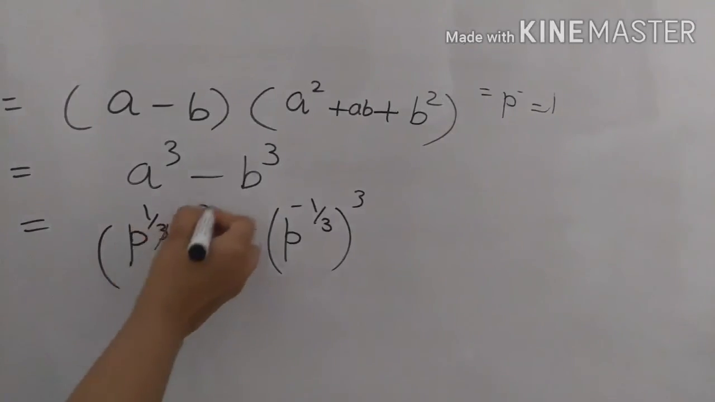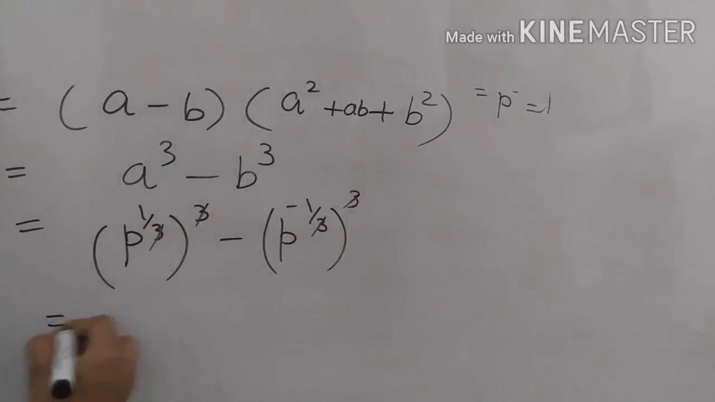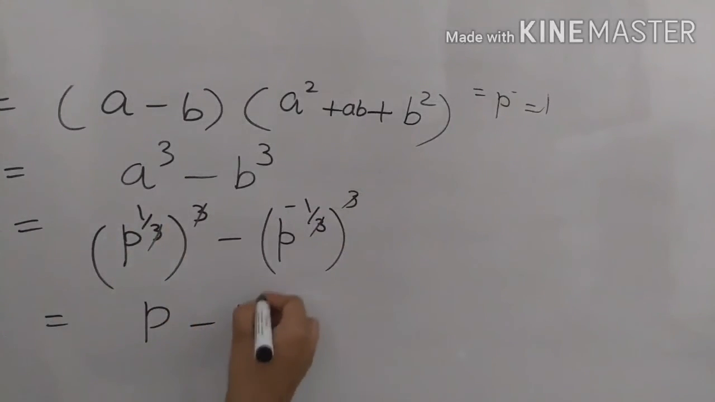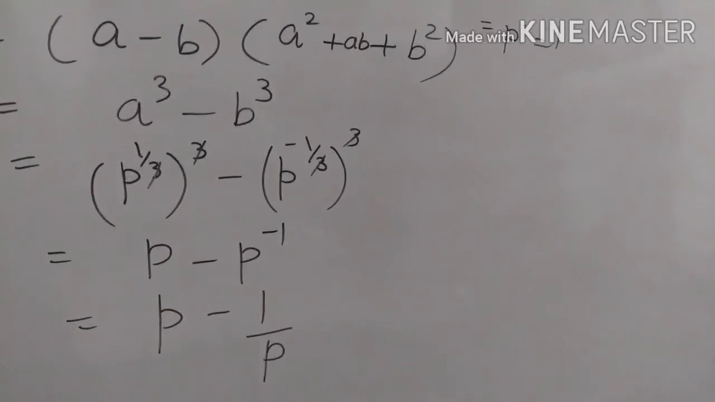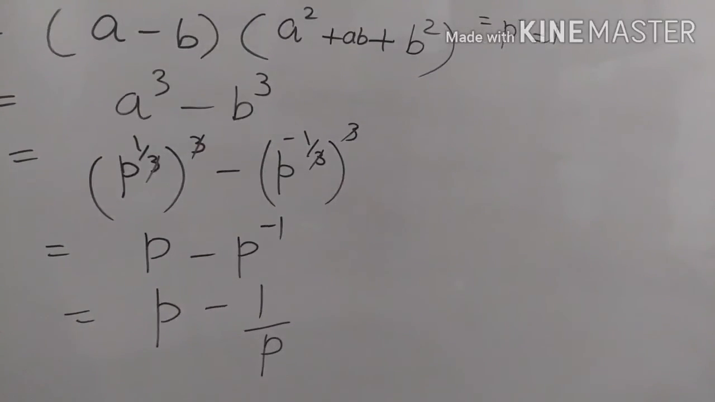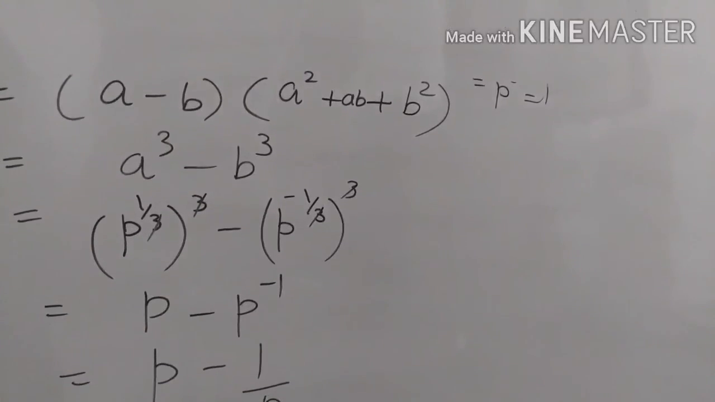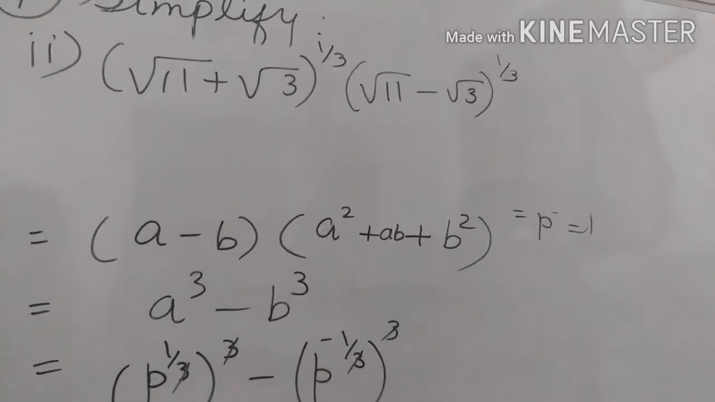So the next step, 3 gets cancelled here. Here I am left with p minus p raised to minus 1, and in a simplification way if I write, this is the last answer, p minus 1 by p. So here we have first simplified 9th. Now let us move on to 9th second part.